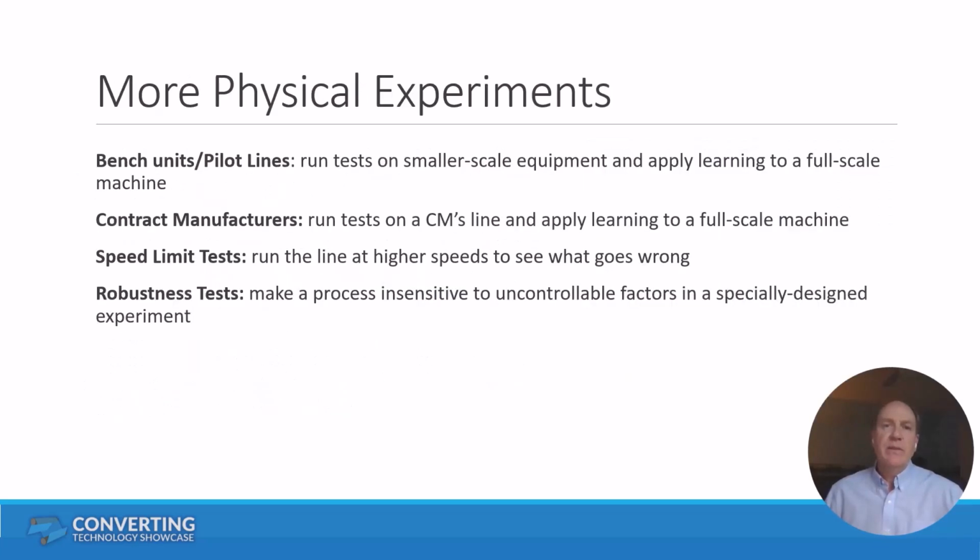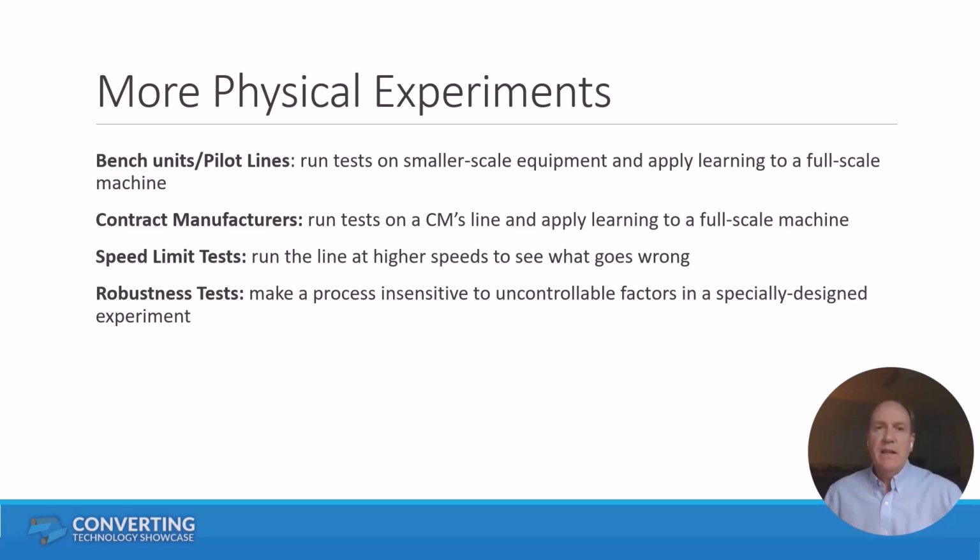Some more examples of physical experiments might be that you can learn at a very small scale on a benchtop. If you can replicate the physics of some part of the process in a very small machine, then it can be very efficient to learn at that scale. Or if you need to understand how multiple unit operations interact, but maybe at a narrower web width or slower speeds, then pilot lines are sometimes used to replicate the process.